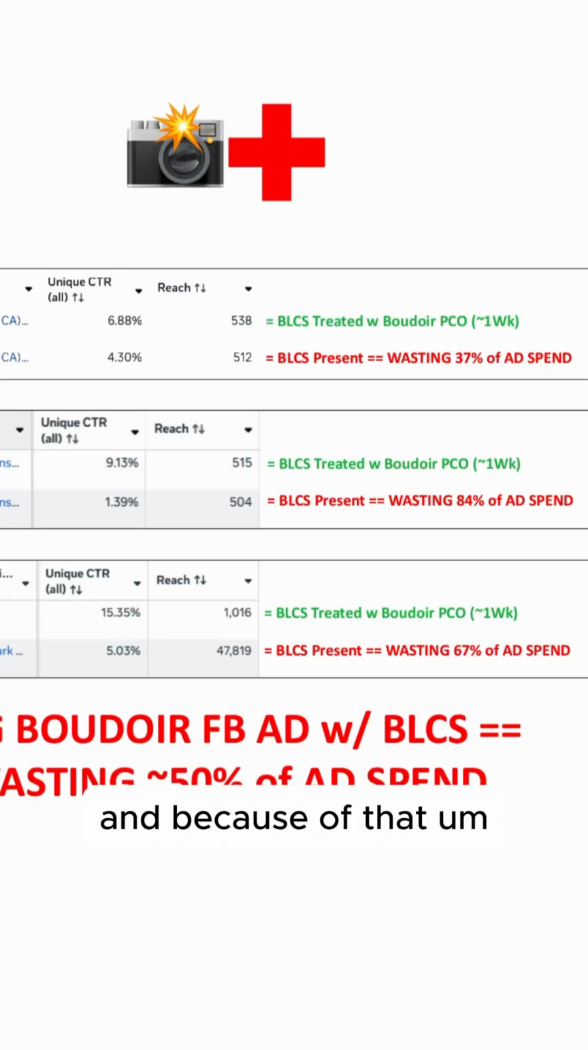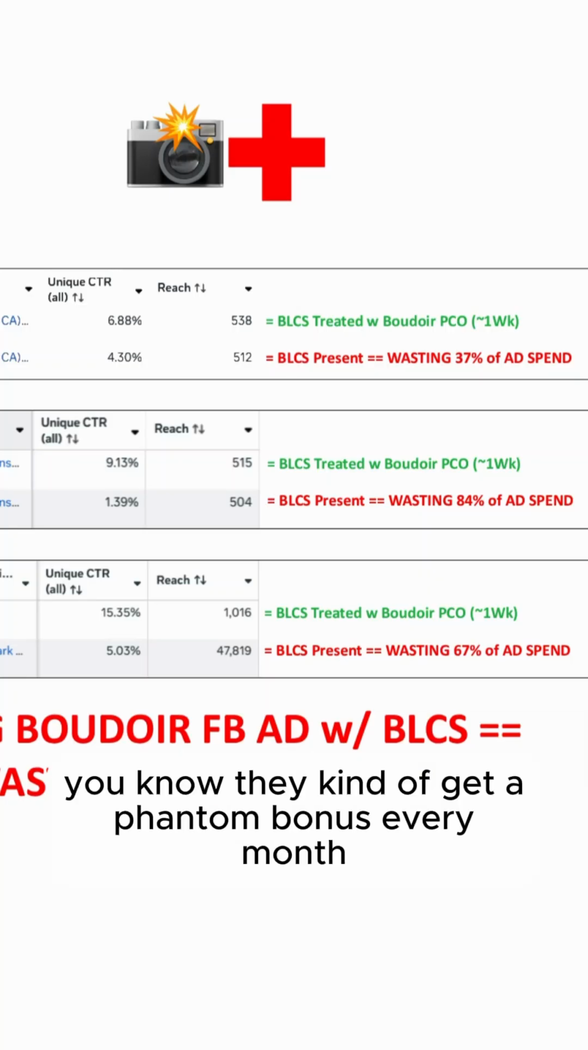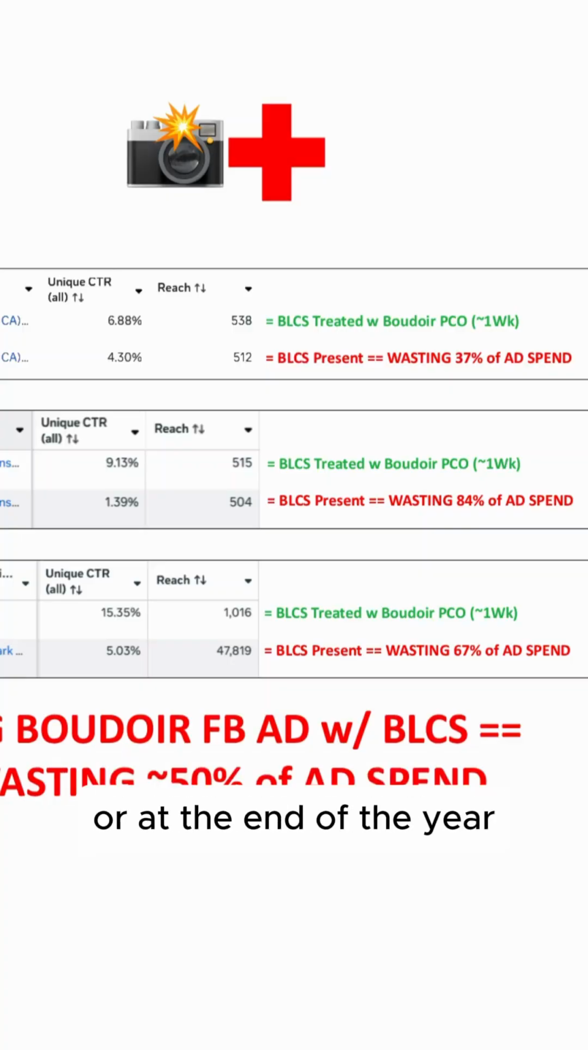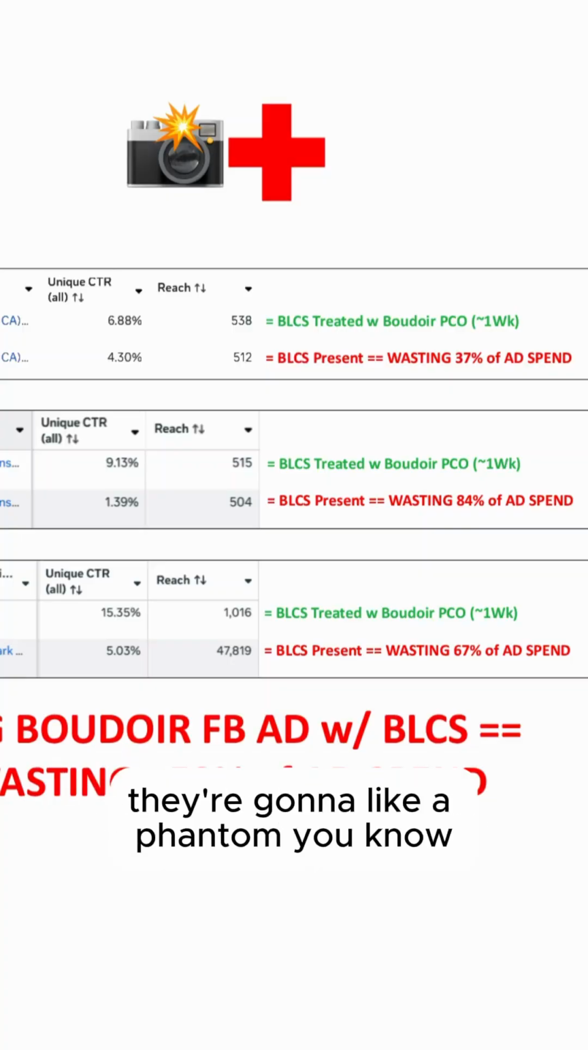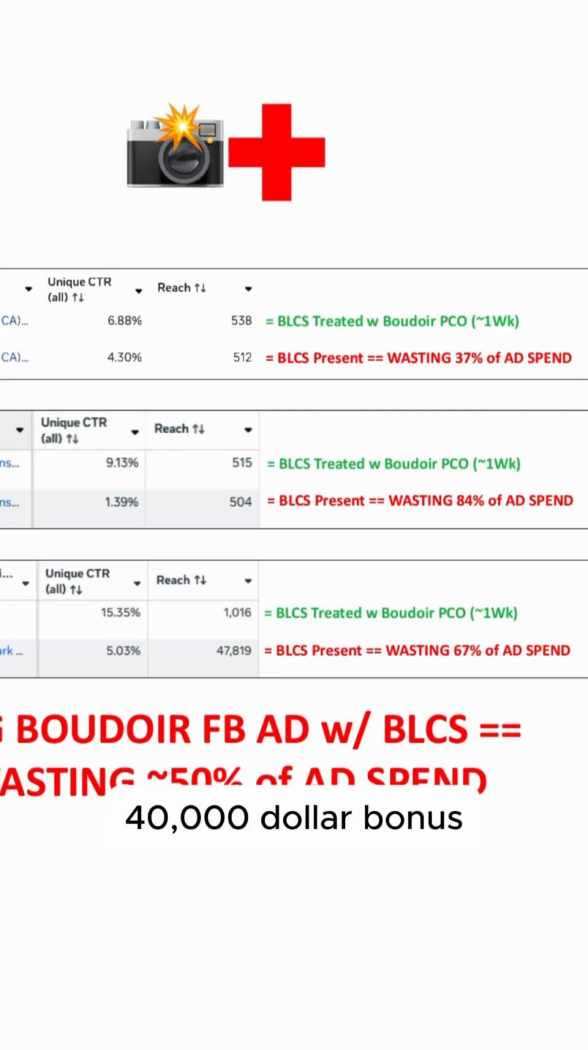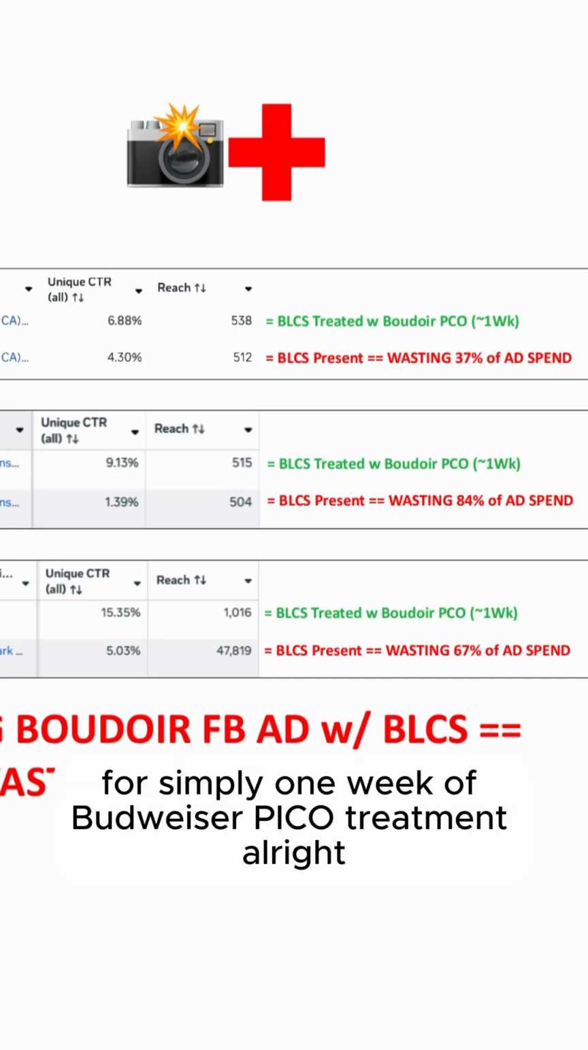And because of that, they kind of get a phantom bonus every month, or at the end of 12 months, they're getting like a phantom $40,000 bonus. But it was simply 1 week of Boudoir Pico treatment.